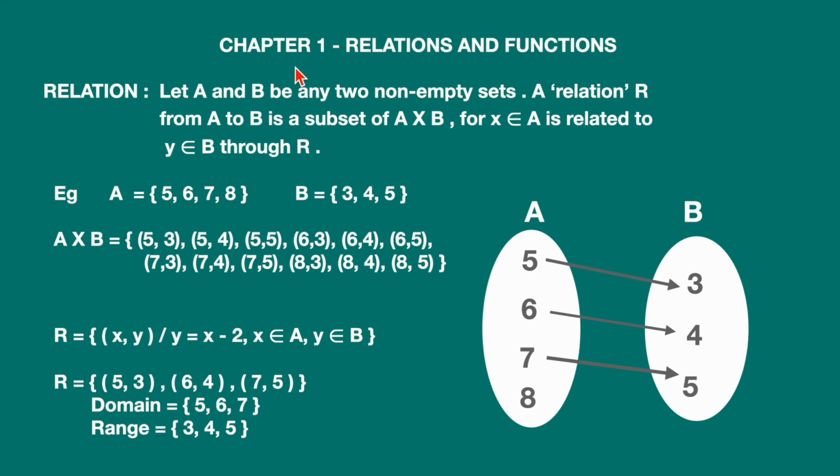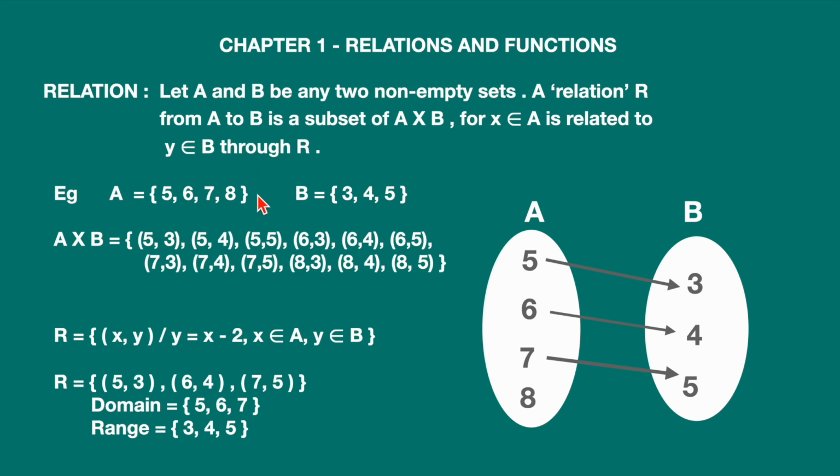We are studying the first chapter, Relations and Functions. Today we are going to learn about relations. Definition: let A and B be any two non-empty sets. A relation R from A to B is a subset of A cross B. For x belonging to A is related to y belonging to B through R.